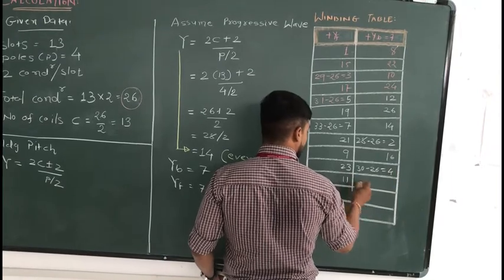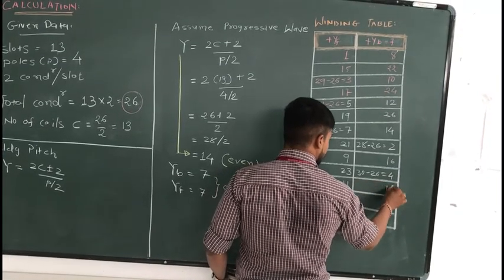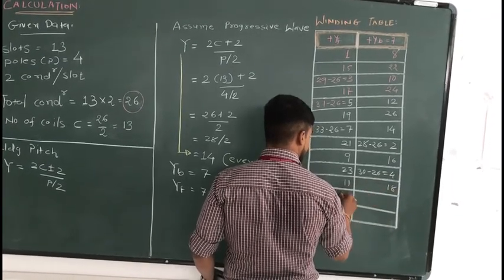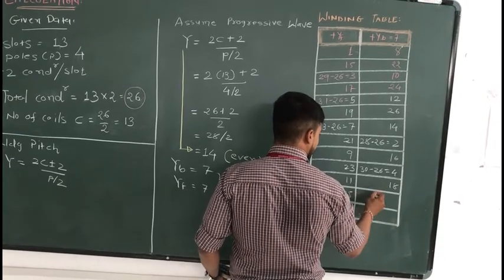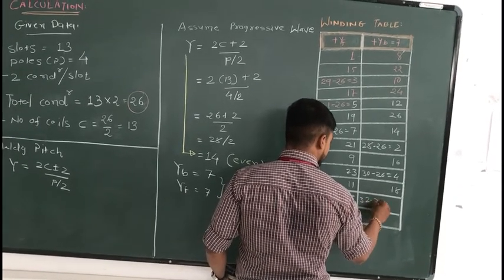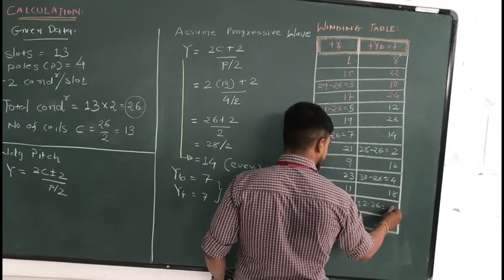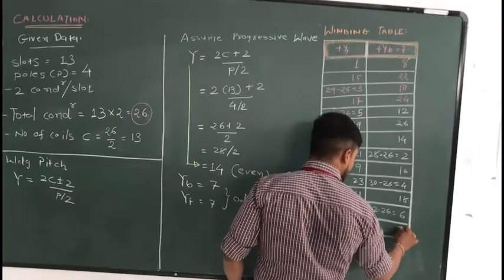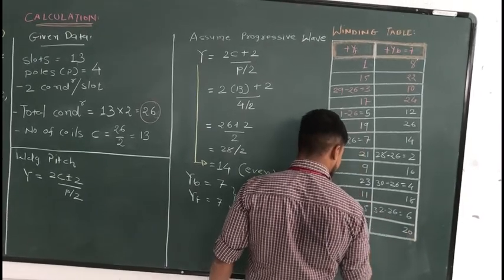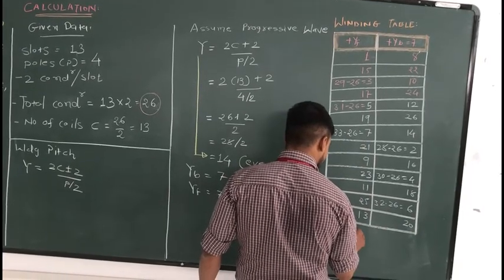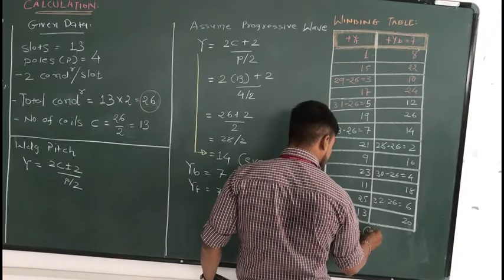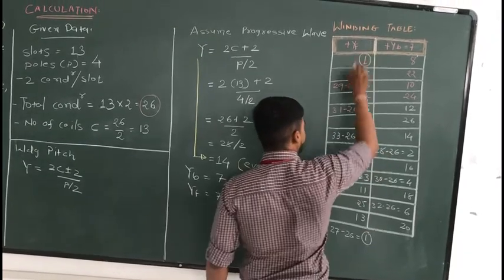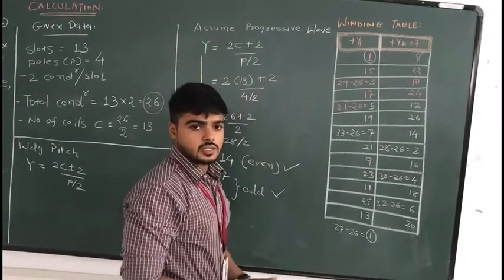4 plus 7 is equal to 11. 11 plus 7 is equal to 18. 18 plus 7 is equal to 25. 25 plus 7 is equal to 32, minus 26 is equal to 6. 6 plus 7 is equal to 13. 13 plus 7 is equal to 20, and 20 plus 7 is equal to 27, minus 26 is equal to 1, and this is our 1. So our winding table is completed.